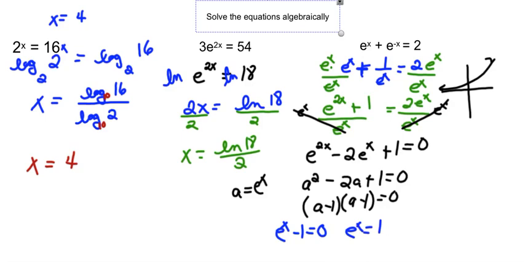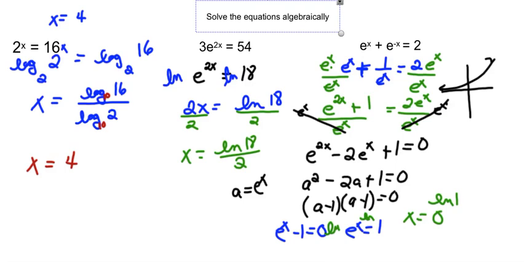And now I'm going to take the natural log of both sides, because I want to get x by itself. So I'll take the natural log. The natural log of e to the x is x. The natural log of 1 is 0.